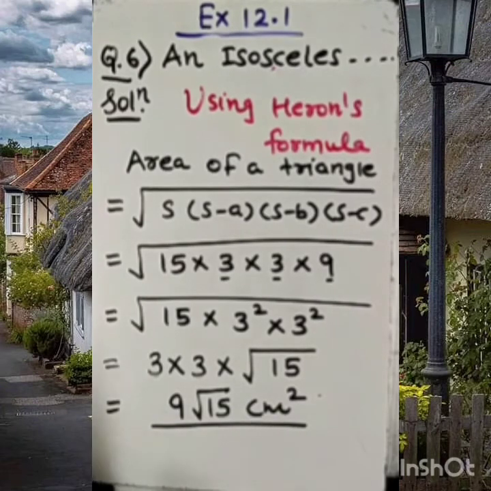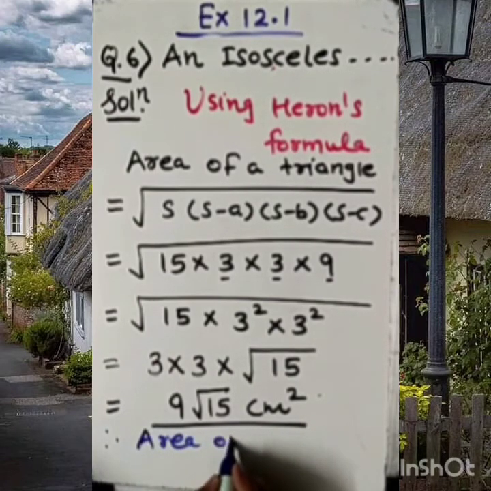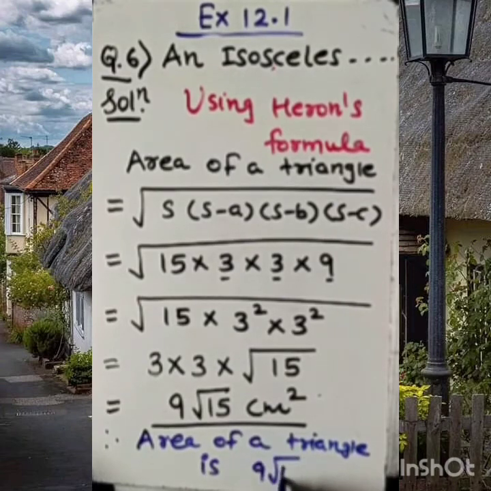This is the complete solution of question number 6. So finally we need to mention, therefore the area of the given isosceles triangle is 9 under root 15 centimeter square, along with the unit.